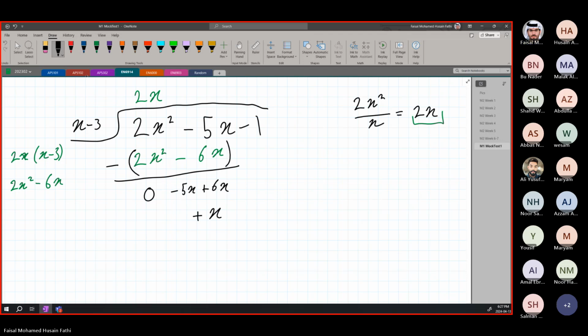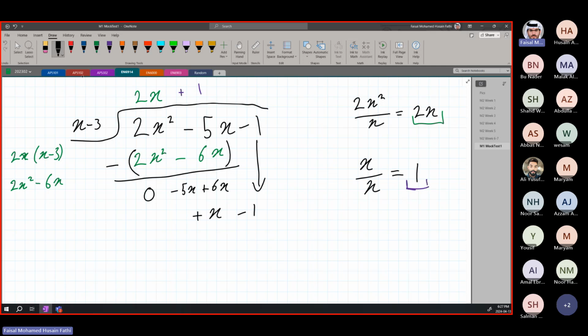Once you're done, you bring down this value, minus 1. You will do the exact same step again. You're going to look at this x and divide it by x. How many times do you multiply x into x? It's very simple, it's just 1. So you're going to be remaining here with plus 1.